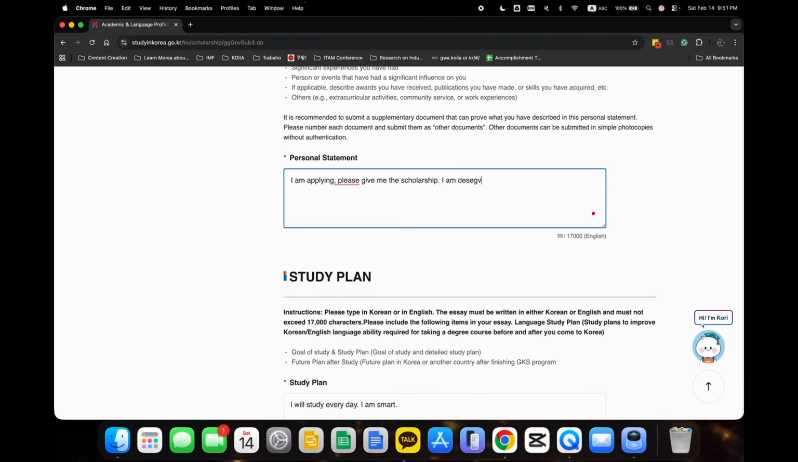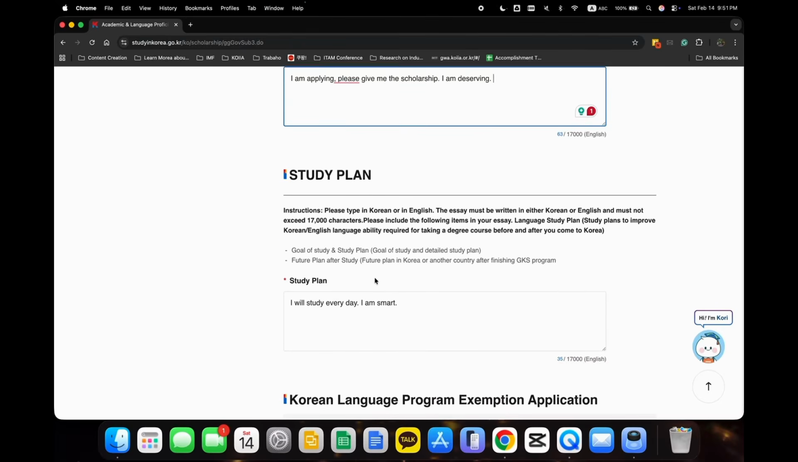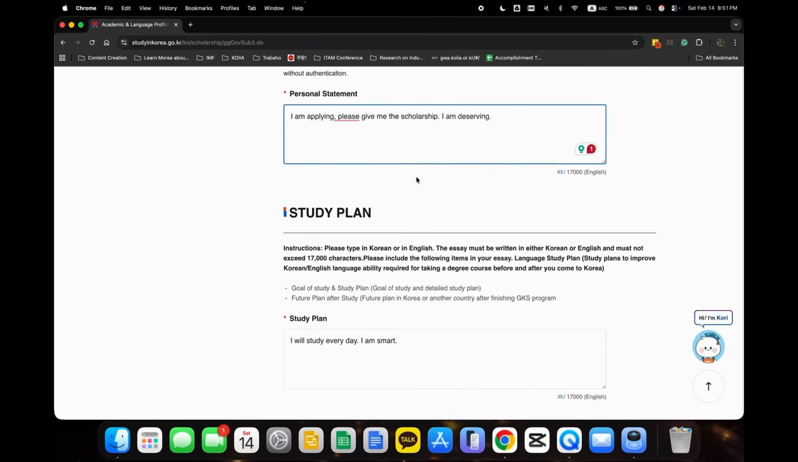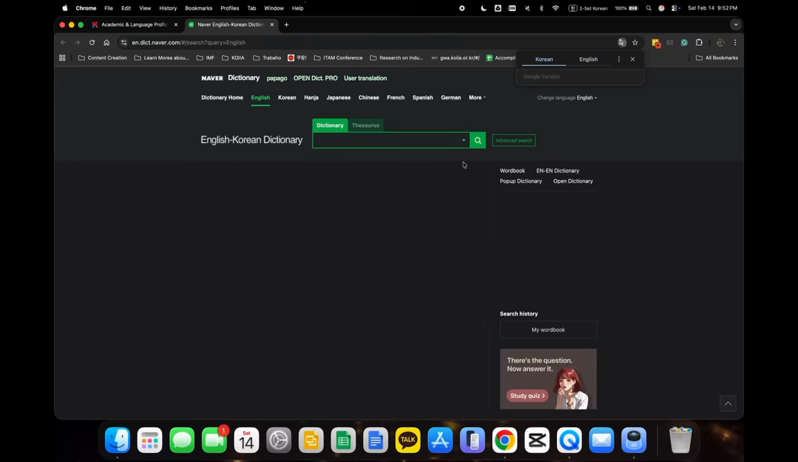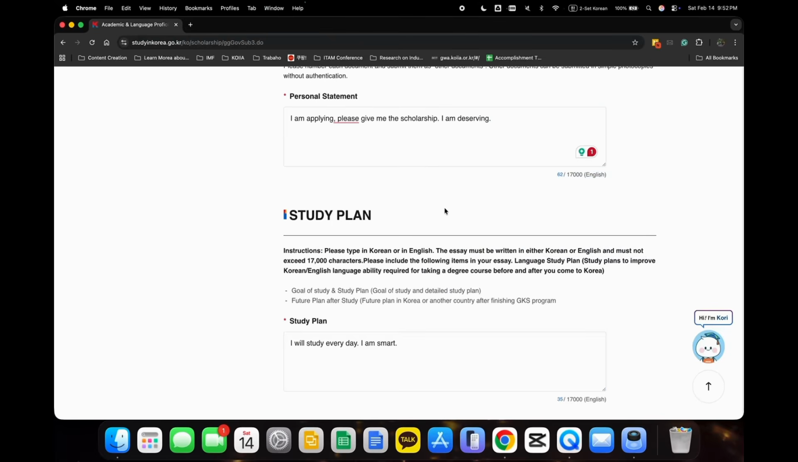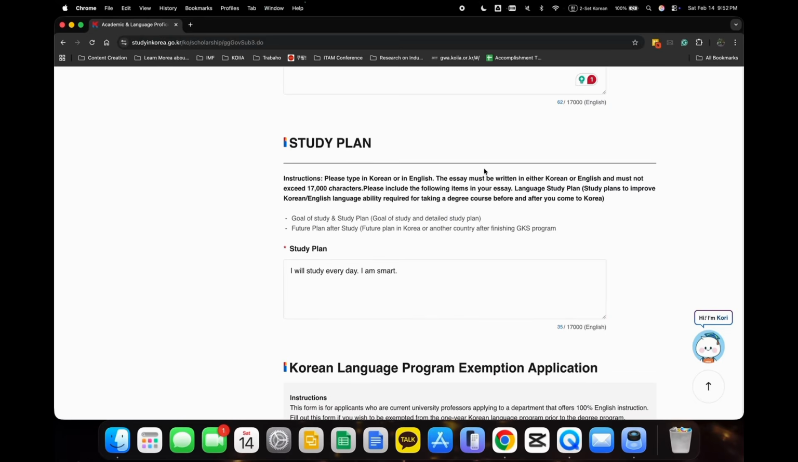But the moment you type a Korean letter, Hangul, the 17,000 will change to 10,000. See, this is the example I'm saying. You see the switch. Now it's 10,000. But when you remove the Hangul letters, it goes back to English. So that's what I'm saying. Be careful with that one.